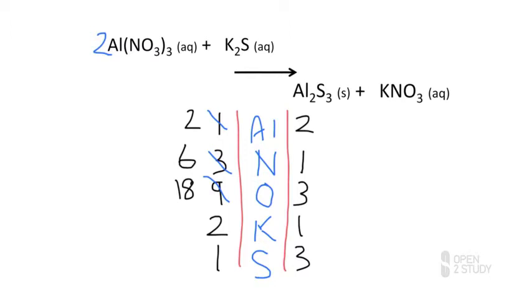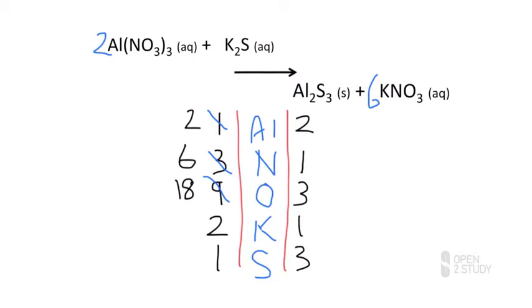Have a look at your table. What else is out of balance? Aluminium's fine at the top. The next one down the list, nitrogen, clearly out of balance. 6 on the left, 1 on the right. Okay, so to fix that, again, nice simple change I'm hoping, we put a 6 out the front. That will fix my nitrogen problem.